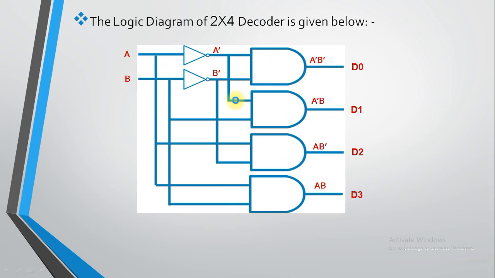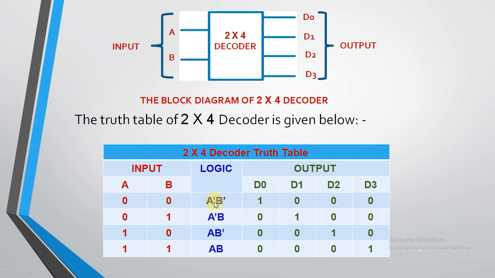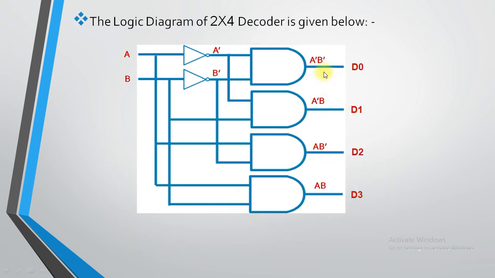In between the logic we have a multiplication sign, so for that we need to use an AND gate over here. For the first output line, that is D0, A dash B dash is there. So to pass A dash B dash you need to use an inverter over here. For the second AND gate, you need to pass A dash and B. The cable of A dash can be taken from this side and the cable from B can be taken from this side.